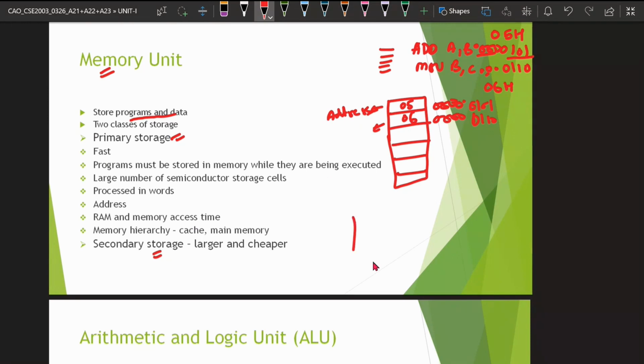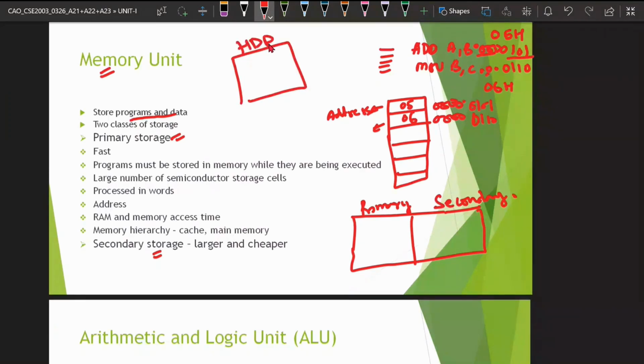So basically, these memories are divided into two different sections. One is primary memory, another one is secondary memory. Primary memory means, first of all, everything will be stored in the computer system. If we talk about the hard disk, HDD, that we are having here, even the program is stored and the data is also stored. This HDD, hard disk, is the example, and it is considered the secondary memory.